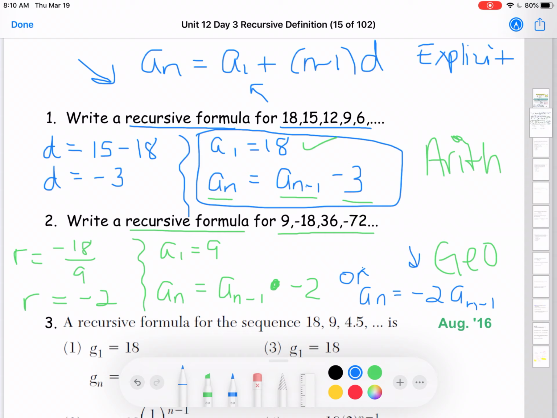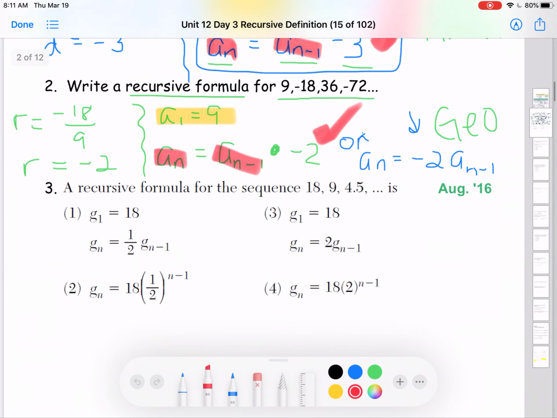Alrighty, so those are two great examples. Most important thing for each one, you have to give me the first term for a recursive formula. And then you start out each one with the next term is equal to the one before it, and then whatever it may be. If it's arithmetic, it's plus or minus. If it's geometric, you're going to be timesing by something.